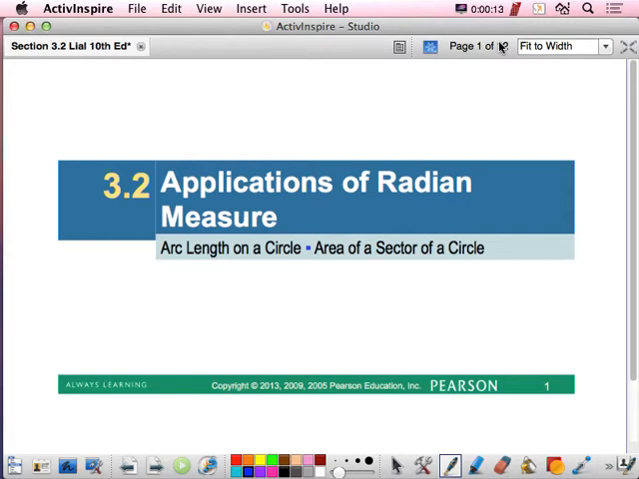And this section, unlike all of the sections that have come before it, which have all dealt with triangles, and if we've had any applications, they've been applications to right triangles, this is the first time we're really going to see any applications to circles. You probably did a little bit of this in geometry. I don't know how much. So I'm going to teach it as though you've never had it before.